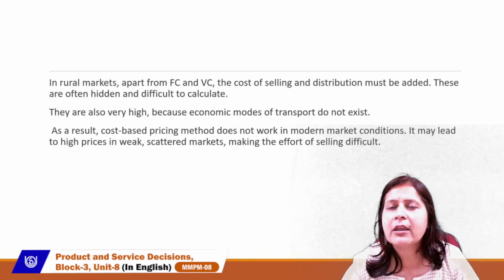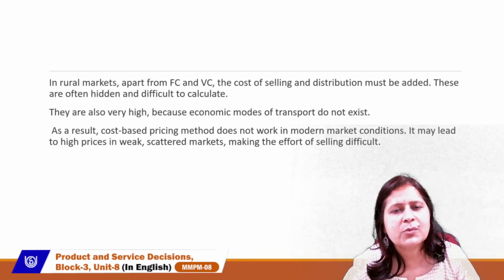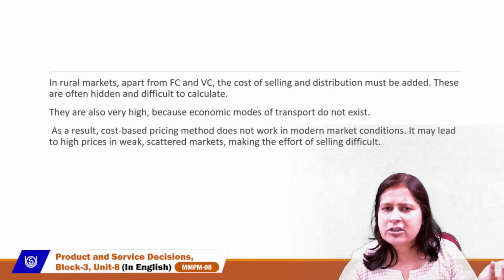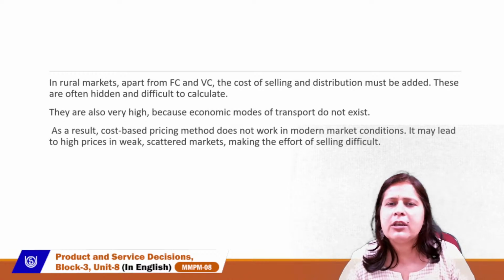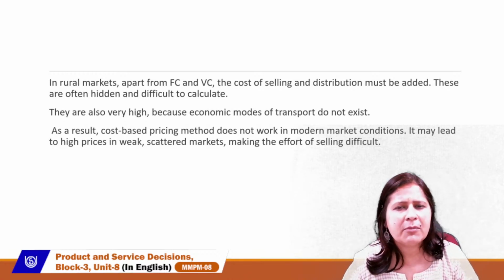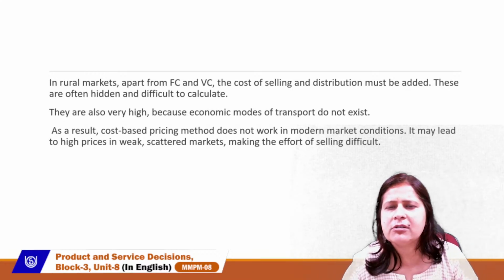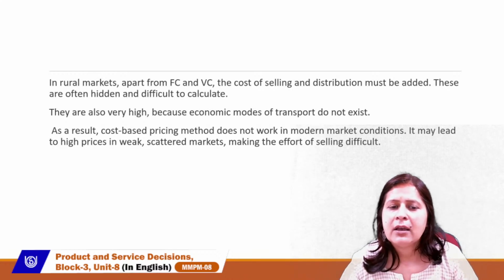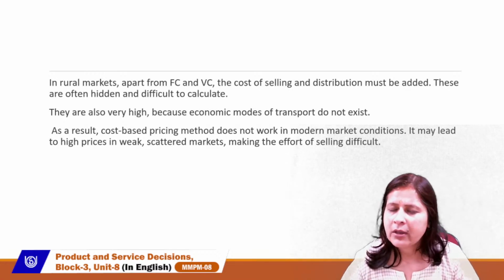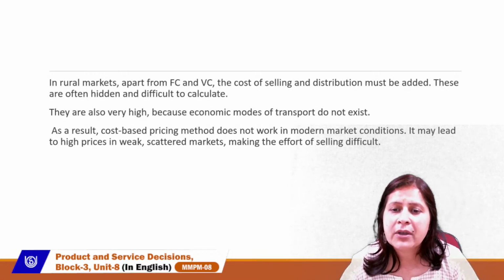In rural marketing, apart from the fixed cost as well as variable cost, there are certain fixed costs like infrastructure cost, right? Variable cost could be different, that is, a change in the raw material cost could be a variable cost, right? Or if there is a change in the labor cost, that would come under this. And on the fixed cost and the variable cost, the cost of selling and distribution must be added. It will also include the cost of distribution, the cost of selling, promotion.